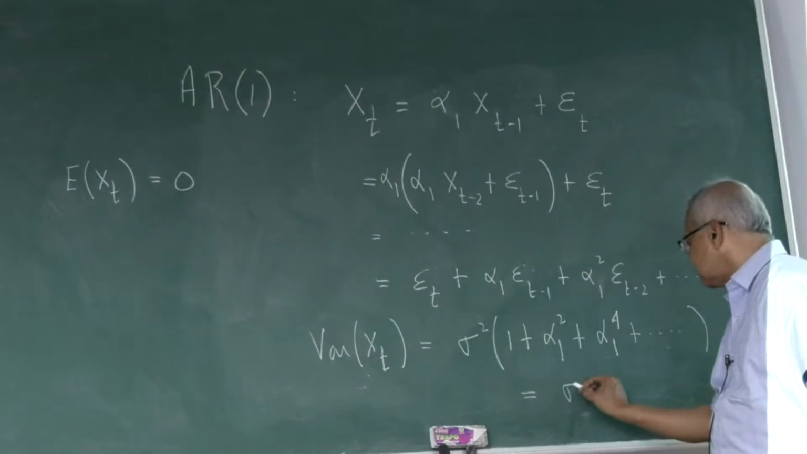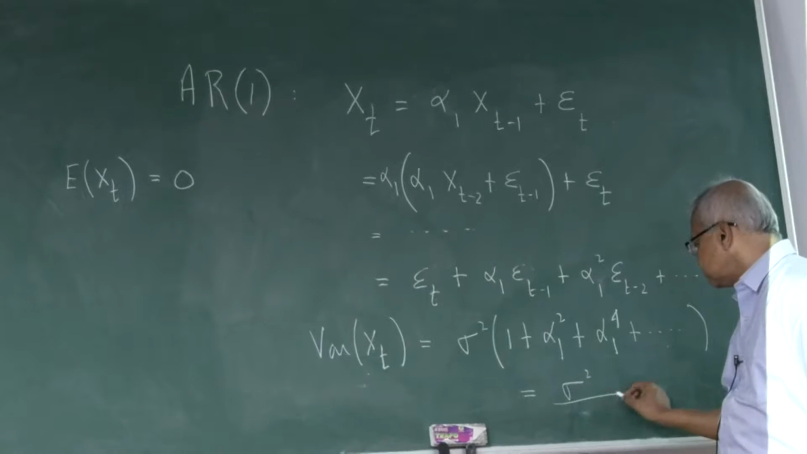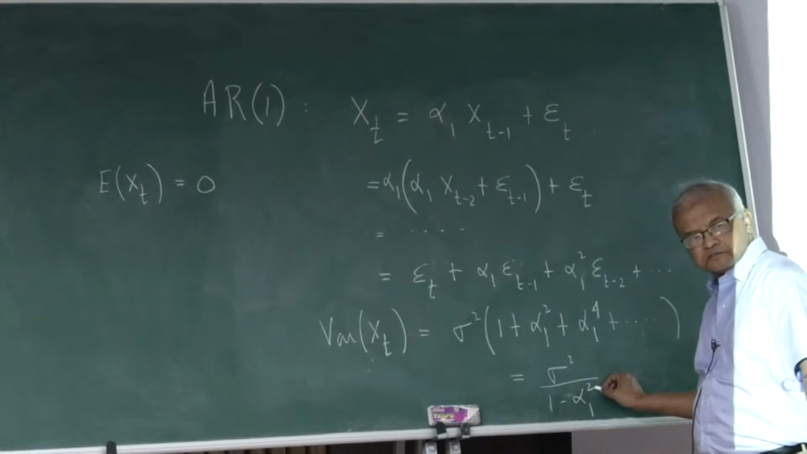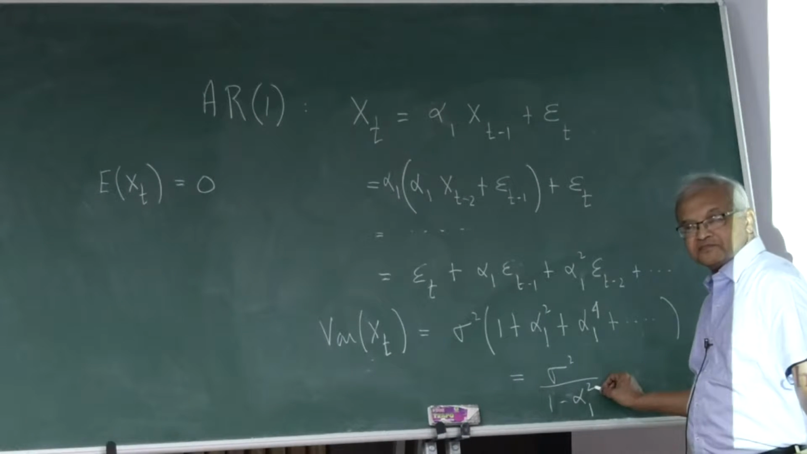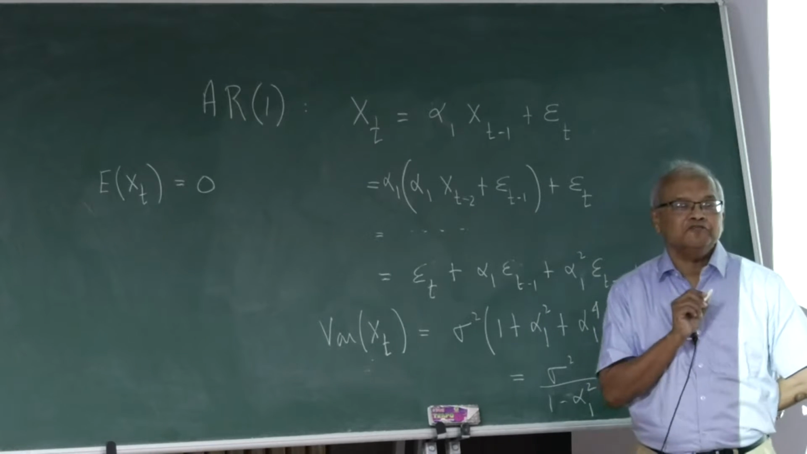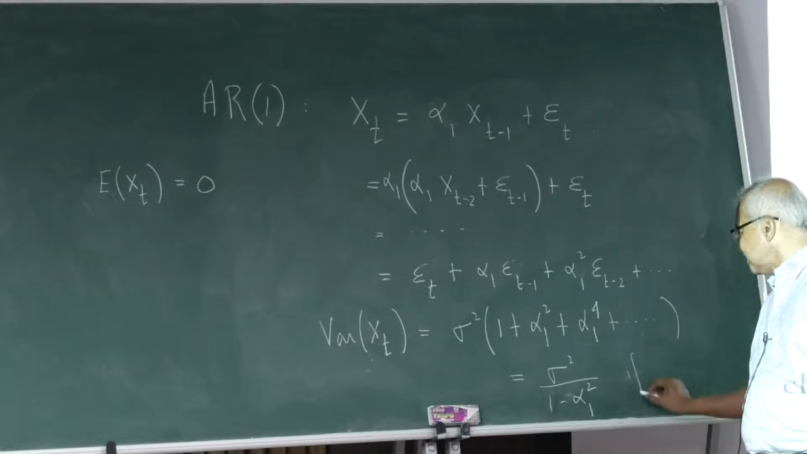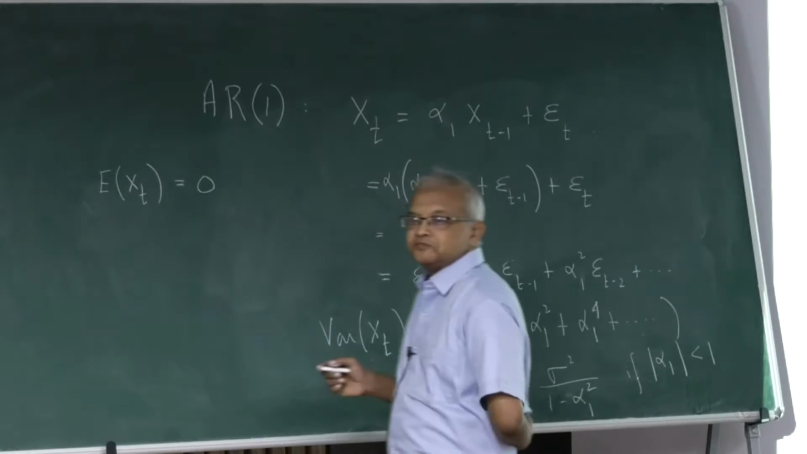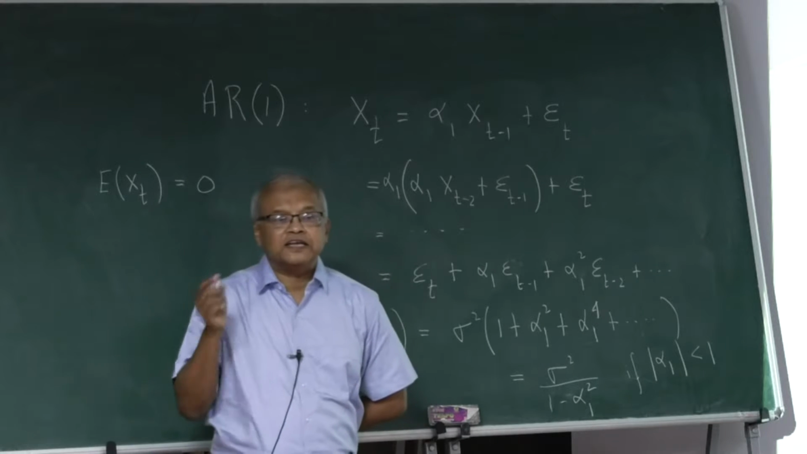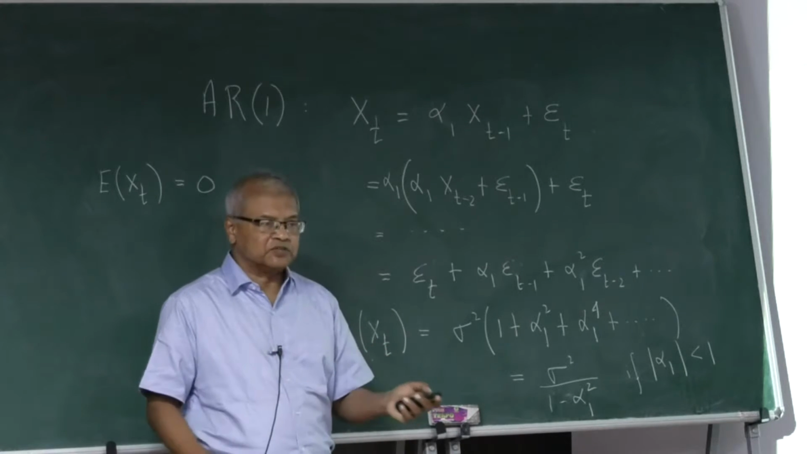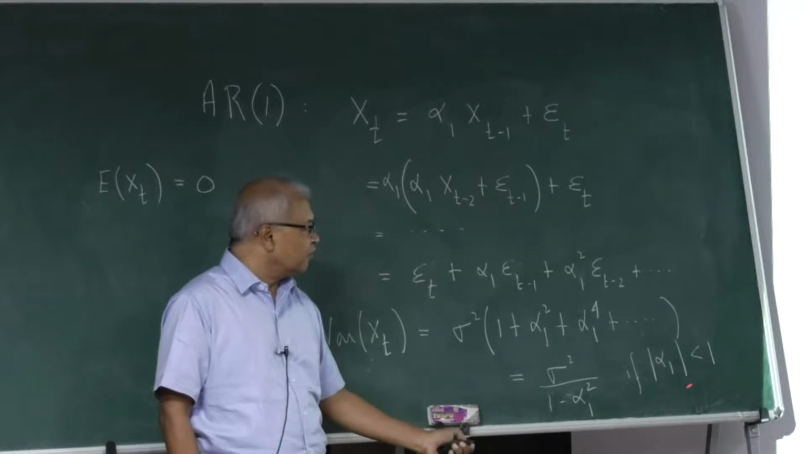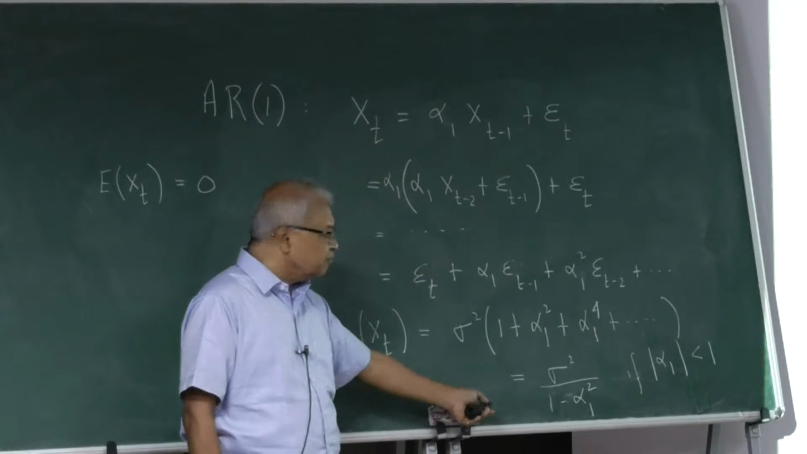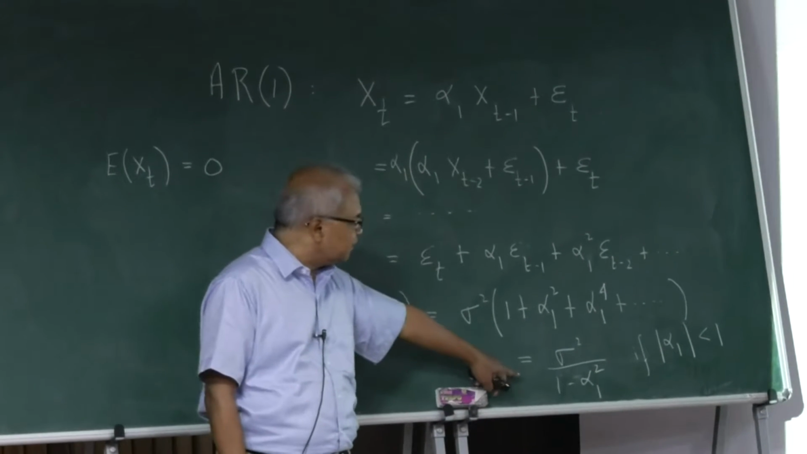Sigma square over 1 minus alpha 1 square, if alpha 1 is less than 1. What happens if alpha 1 is not less than 1? It will blow up. So the variance would depend on t in that case. You only get this if alpha 1 is less than 1. Otherwise this will not be stationary. You see, this is independent of t.